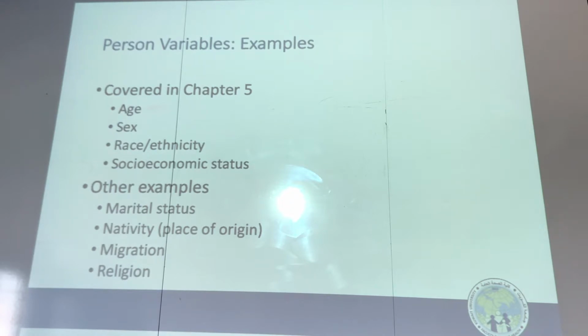Now, person variables are common: sex, age, race, ethnicity, socioeconomic status, other examples like marital status, nativity, place of origin, migration, religion. Of course, this should be a straight multiple choice question, okay.